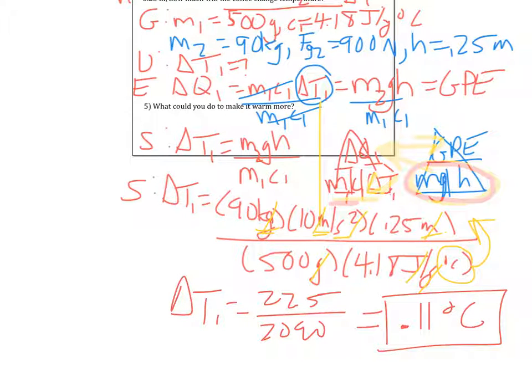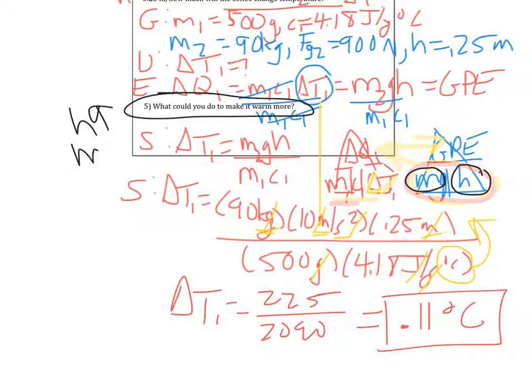Now we got to go back up here to number 5, right? And it says, what could you do to make it warm more? So let's look at our equation and see what we ended up with. So we could have dropped it from higher, right? So we could have increased the height. So see how this is here, and it went to the top, so it would make it bigger. We could have had a bigger mass, right? So we could have increased the mass, and either of those would make it heat up more. That's it. Now you're on your own.